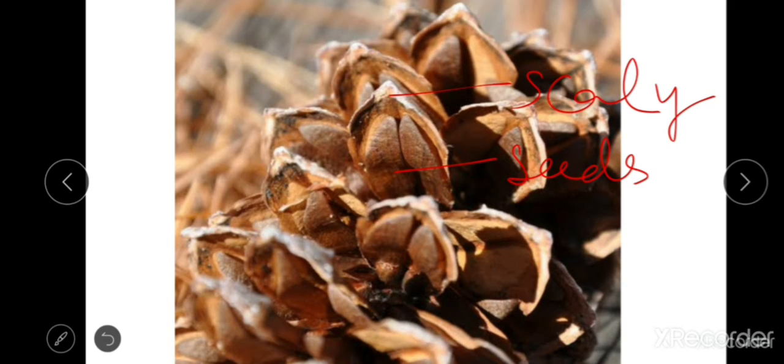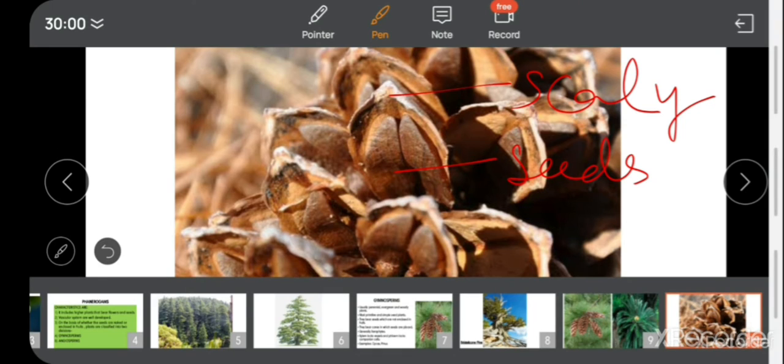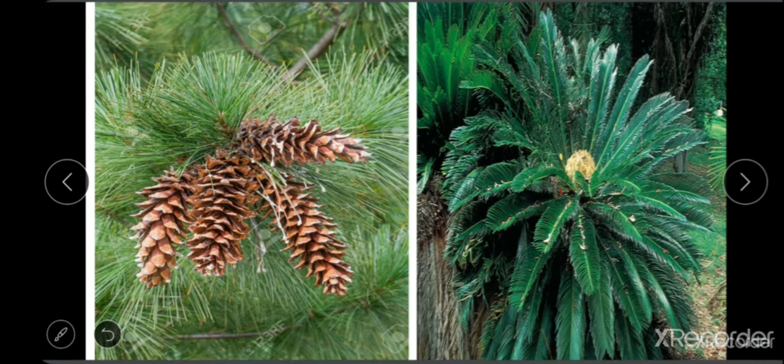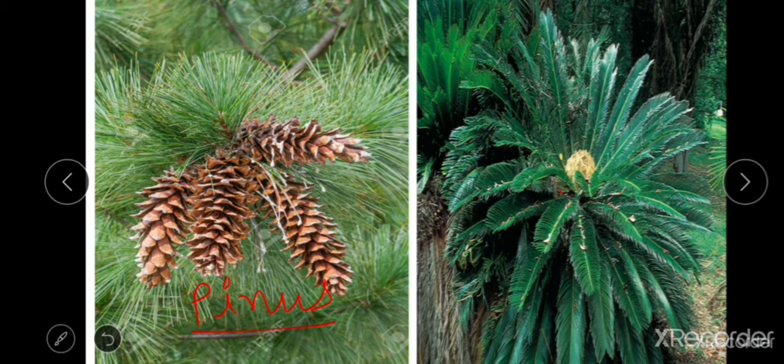When the cone dries, the seeds come out from the cone. Let us see the pictures of some gymnosperms. This is Pinus. We have already seen it. And this picture you usually find in your school premises or in your garden. This is Cycas, a gymnosperm.